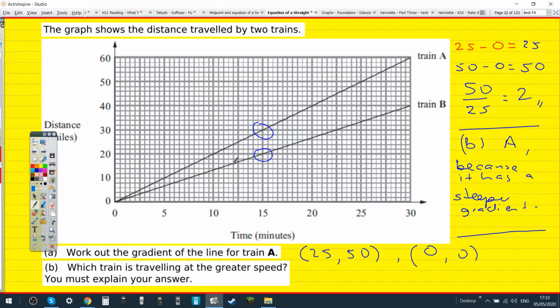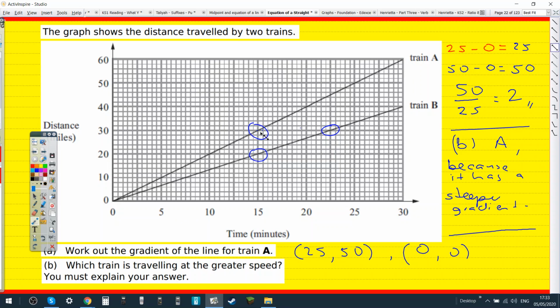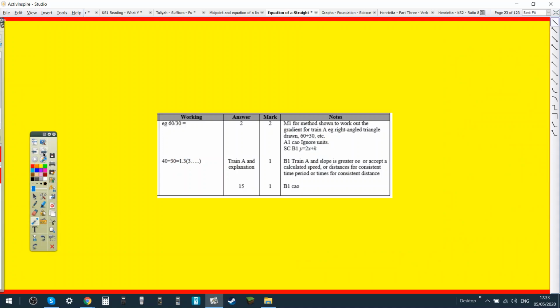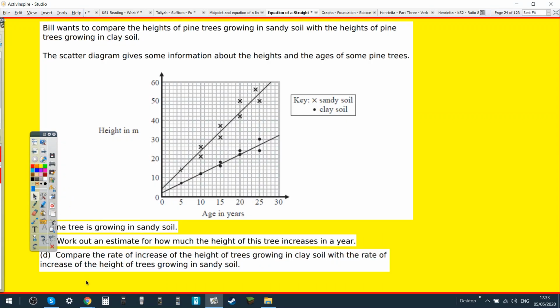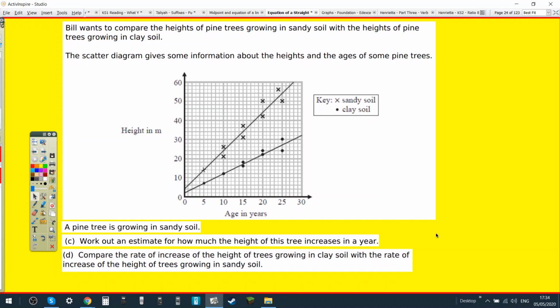Yeah. And if we were to go straight across, A went 30 miles in 15 minutes. B only went 20. Or A reached 30 miles after 15 minutes, but it took B 22.5 minutes to travel 30 miles. So a few different things you can say. So train A because the slope is greater, or you could say something about speed, or something about the times. Any questions there? No. Okay, and gradient of 2. So that's just kind of a real thing. Let's see. How about this one?